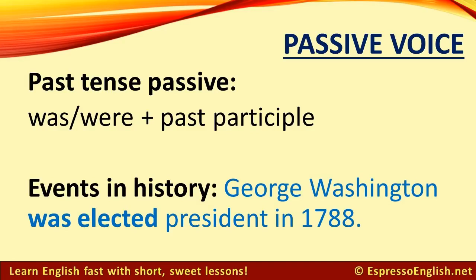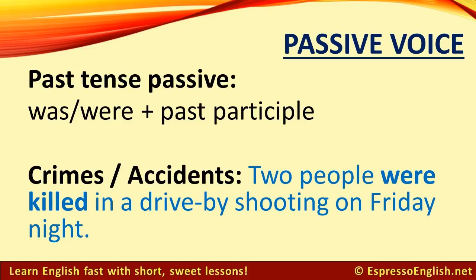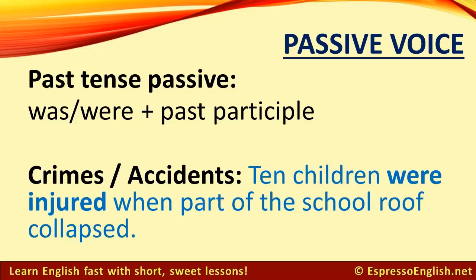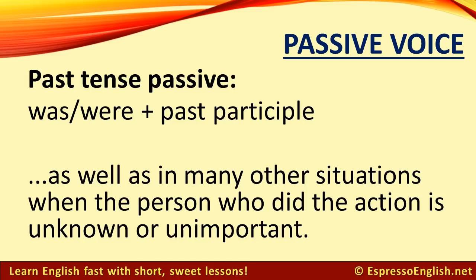For example, George Washington was elected president in 1788. As well as crimes and accidents. For example, 2 people were killed in a drive-by shooting on Friday night. 10 children were injured when part of the school roof collapsed. As well as in many other situations when the person who did the action is unknown or unimportant.